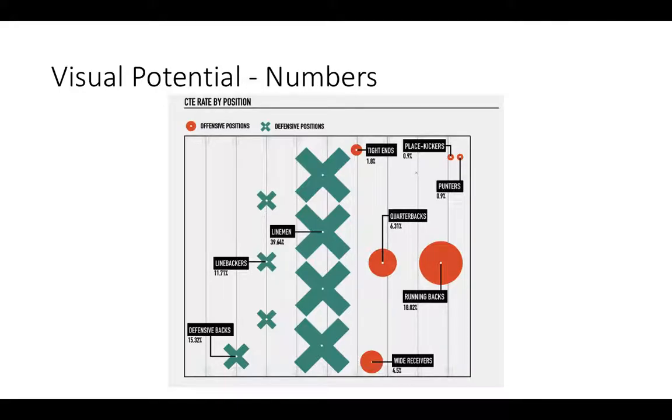Another type of visual potential is numbers. So frequency, percentage, looking at whole distributions, so the relationships of numbers to one another. Here I'm using the same chart, and instead of focusing on where the positions are relative to each other, I want the user to focus on how large or what percentage of the players in that position are suffering from CTE. So you can see I've included a little percentage below, and now they can see that linemen have a much higher rate of getting CTE compared to something like a punter or a place kicker.